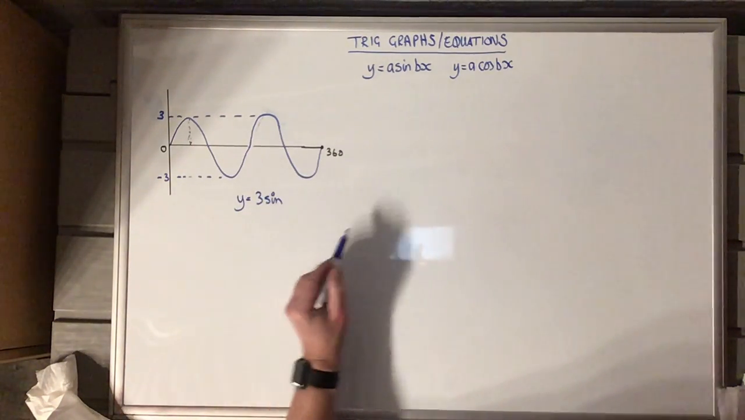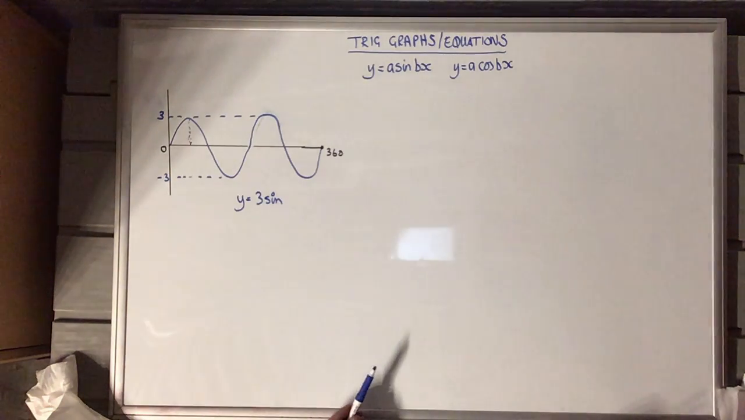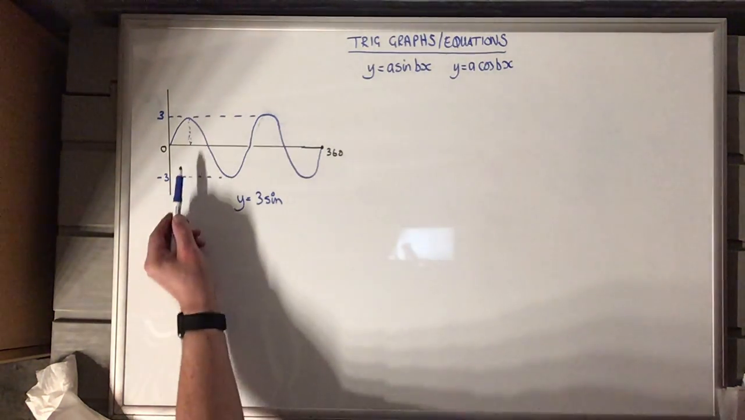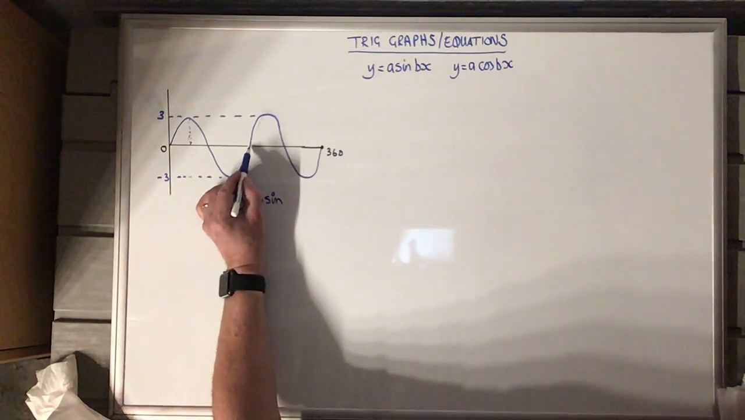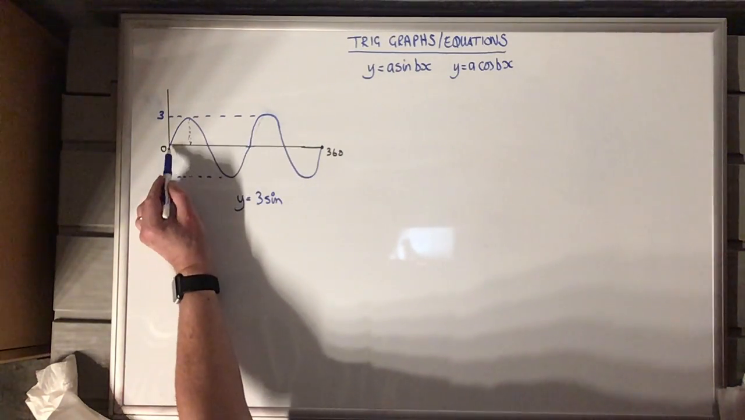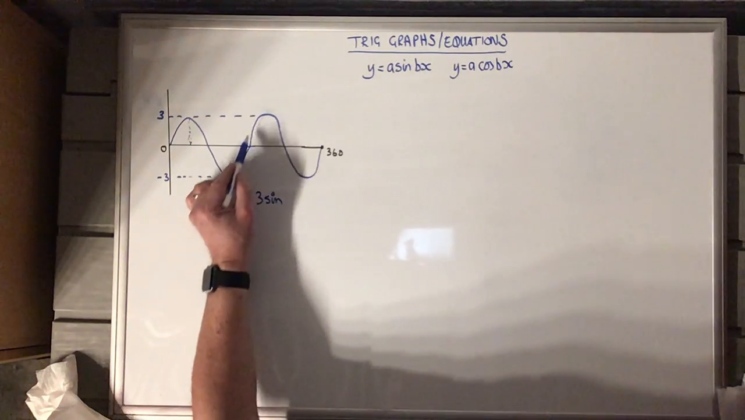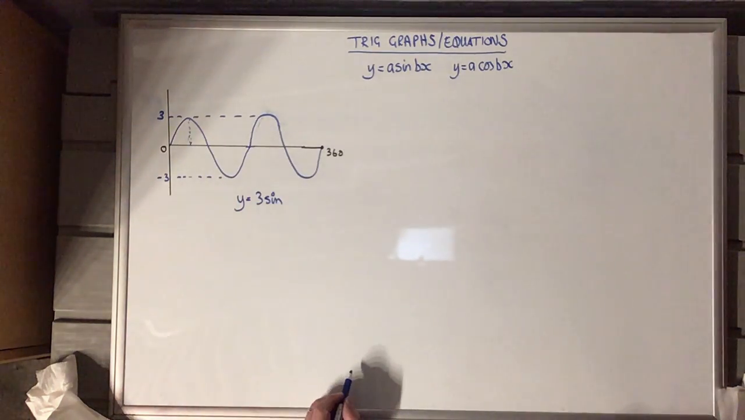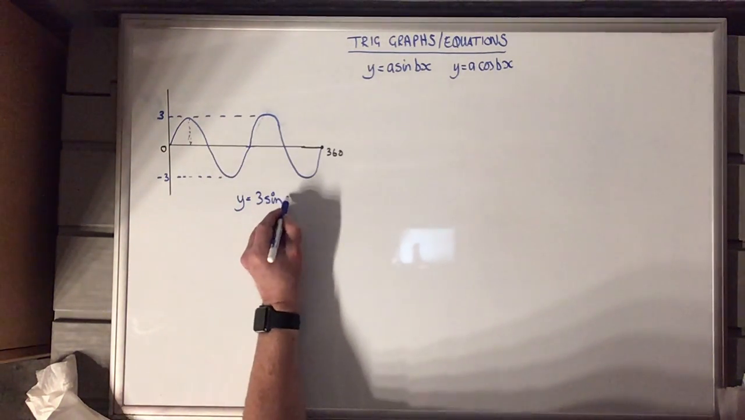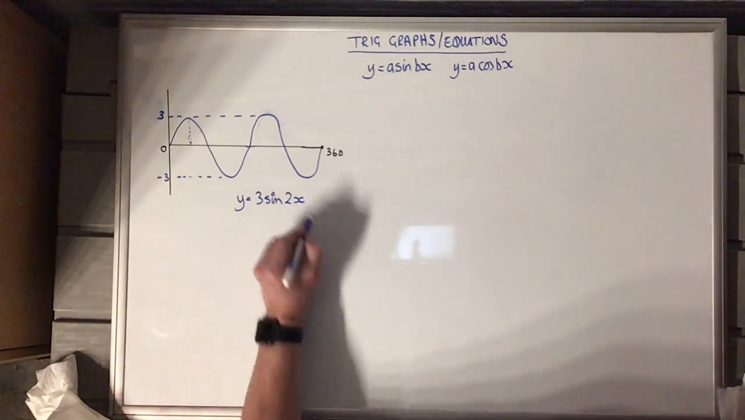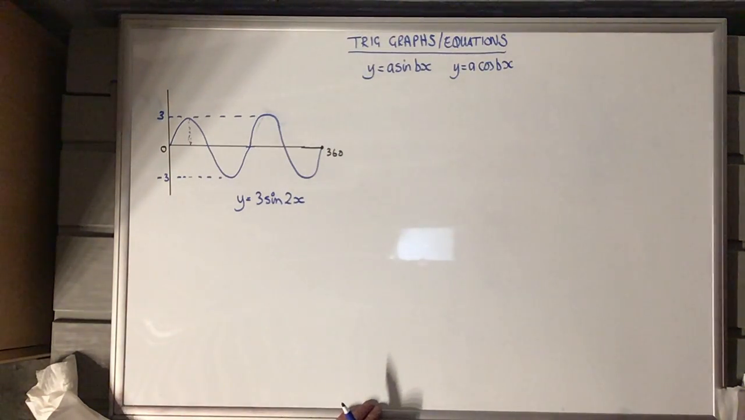Now we have to work out the b value. Now remember from the previous video, b is the number of cycles in 360. So a sine graph normally has one cycle in 360. And if we look at it, 1, 2, we've got 2 cycles here. So that means that b is 2. So that's our equation. y equals 3 sine 2x.